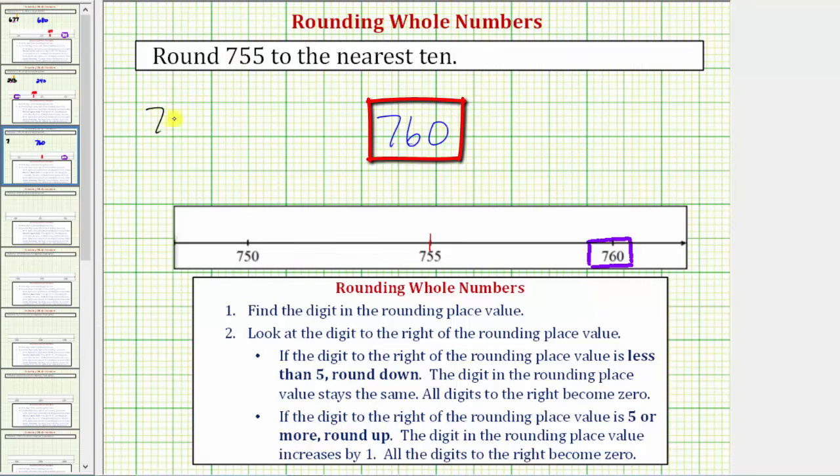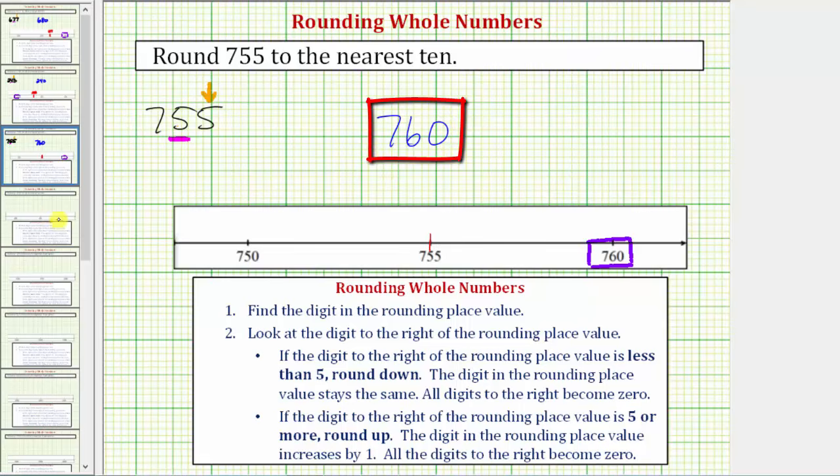Again, using the formal rules, we find the digit in the rounding place value, which is the 5 in the tens place value. The digit to the right indicates whether we round up or down. Because we have a 5 in the ones place value, and 5 is 5 or more, we round up, which means the digit in the rounding place value increases by 1. So the 5 in the tens increases by 1 to 6, and all digits to the right become 0. So the 5 in the ones becomes 0, giving us 760.